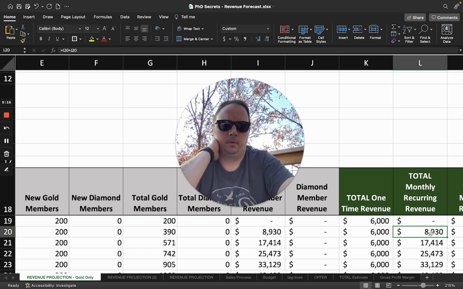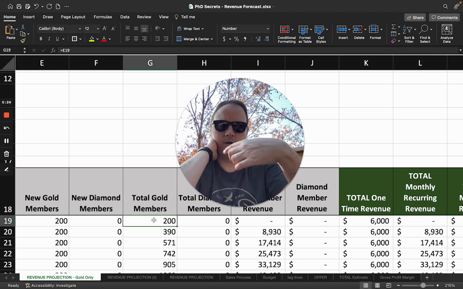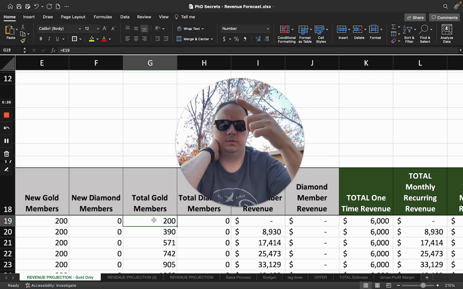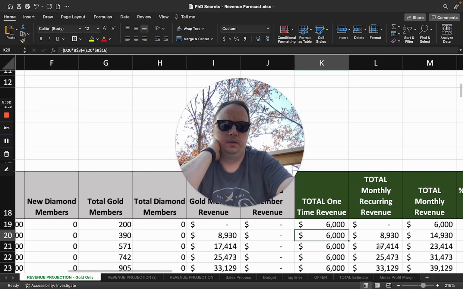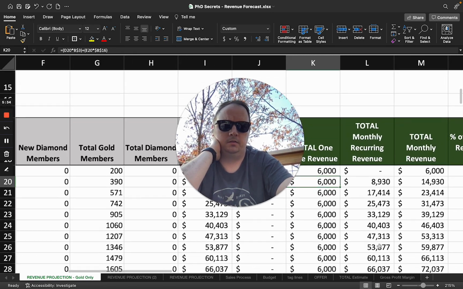And then my monthly recurring revenue is accounting for only the number of members times $47. So this $89.30 is going to be that 200 that subscribed the previous month times $47. So almost 9K recurring, plus the 6,000 at one time, and then so on and so forth. It keeps adding as well.